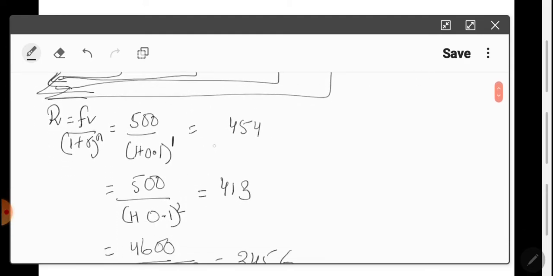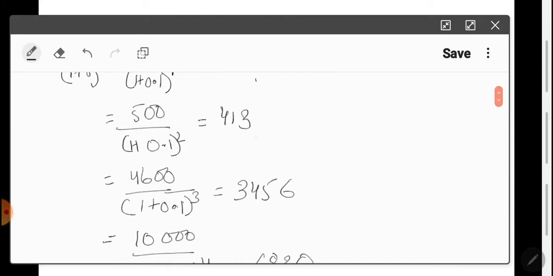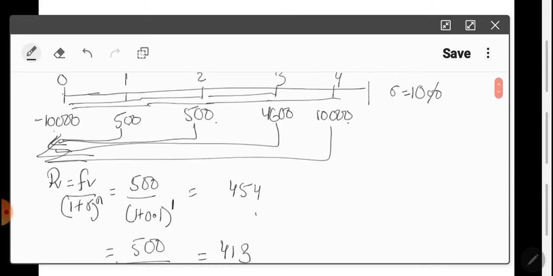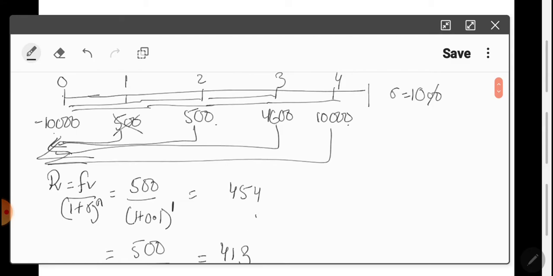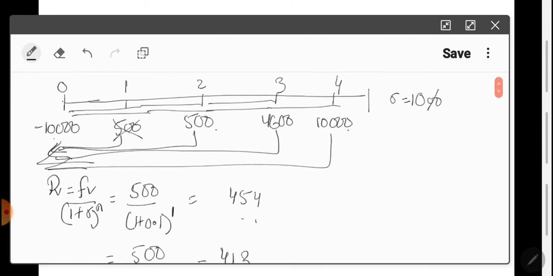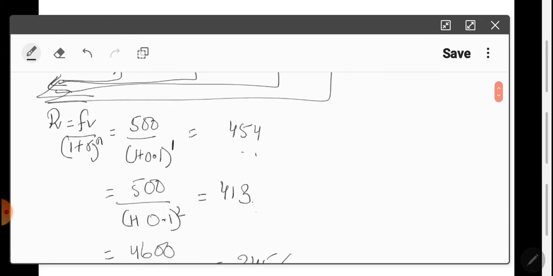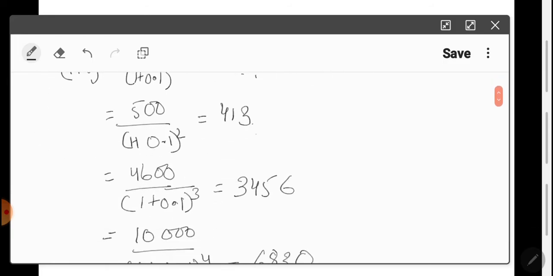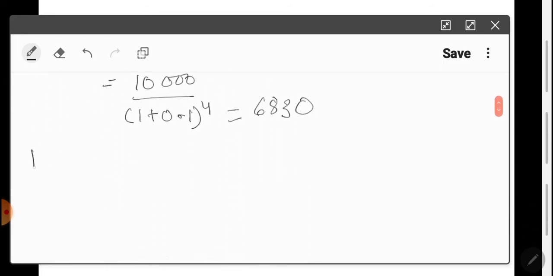So now once you have these cash flows, you will actually replace them. So you're going to replace 500 by 454. The second 500 will be replaced by 413. This and so on, your timeline will change. So let's make a new timeline.